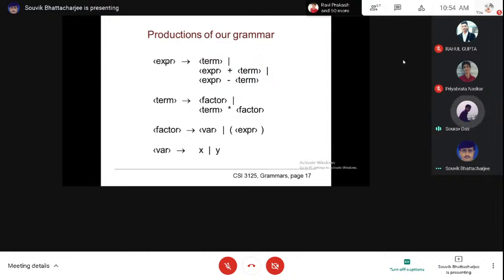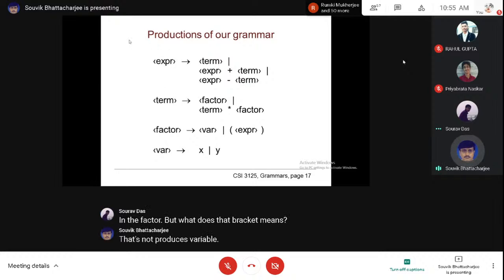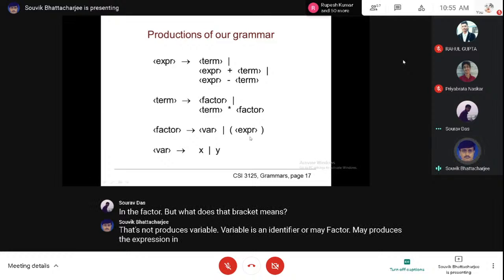Sir, in the factor part, what does that bracket mean? Factor produces variable. Variable is an identifier, or factor may produce the expression enclosed in parentheses.